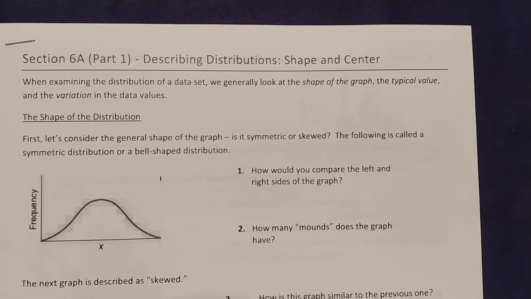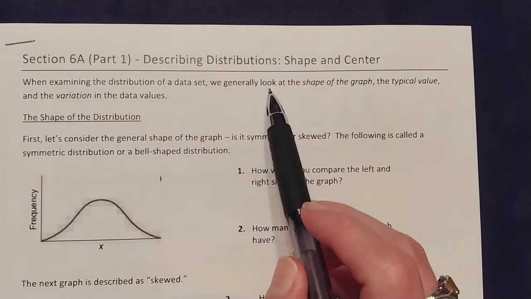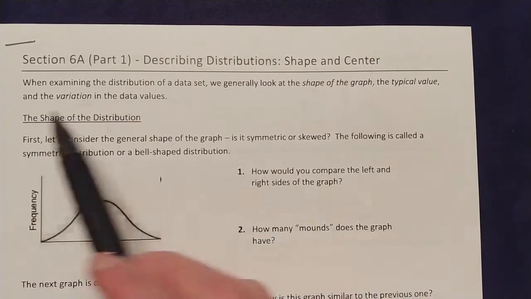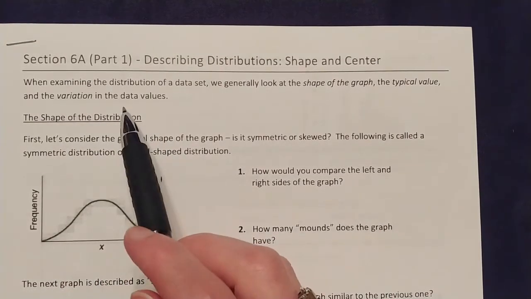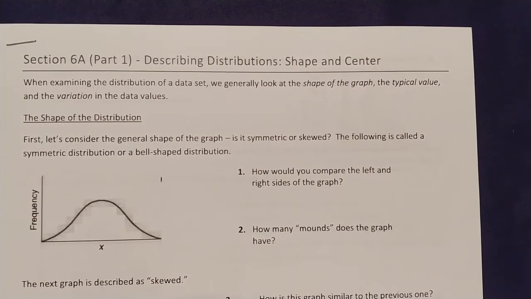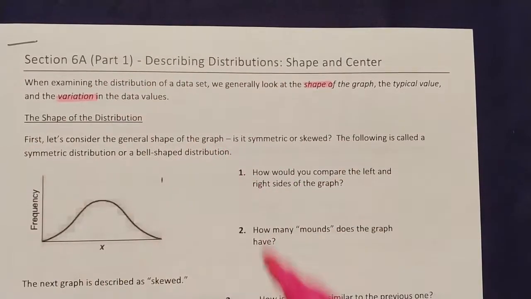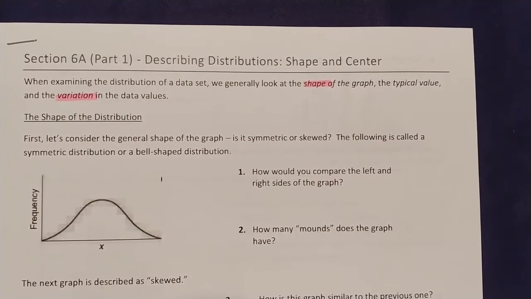And so here it says, when examining the distribution of a data set, we generally look at the shape of the graph, the typical value, and the variation in the data values. And so we're going to talk about what these mean. The shape of the graph, right? What is the variation of the graph as well? And so first, let's talk about the shape of the distribution.